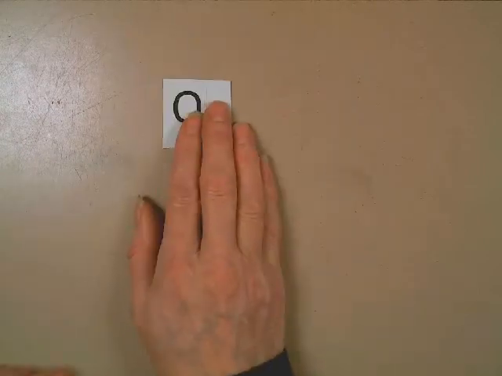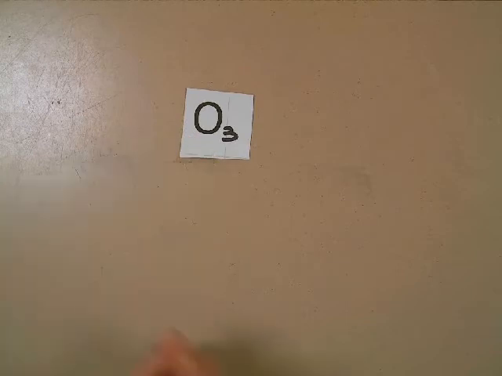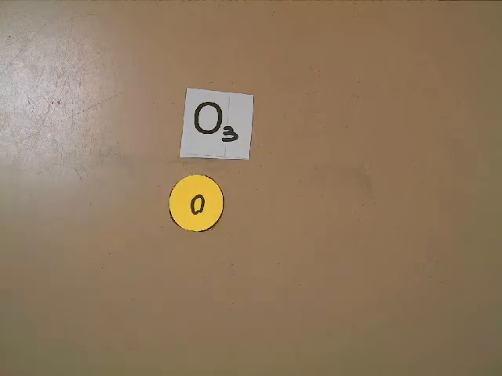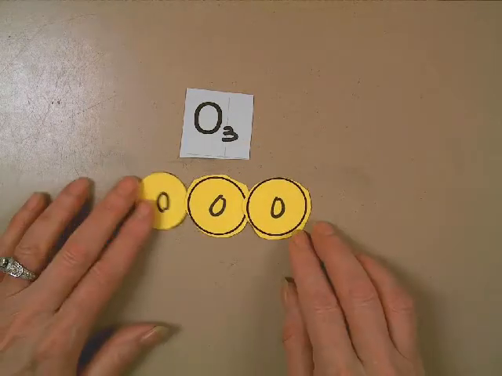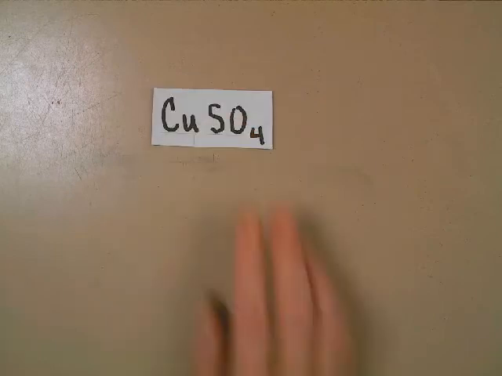How about this? This is the chemical formula for ozone. How many elements are present? There's only one element present, and that is oxygen. How many atoms of oxygen are present? 3. So that was your ozone. Okay, good job, guys. Let's try another one. How about this one?